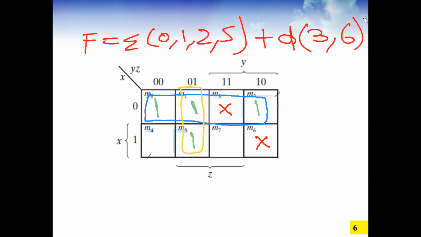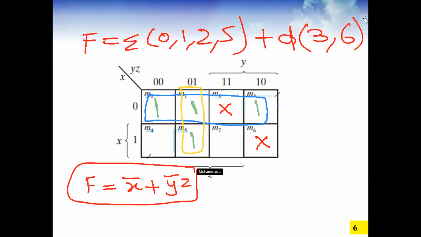Now, one don't care condition is there, M6. As I told you, we are not going to care about these don't cares. If they are not helping me to make a larger group, leave them. We will not look at this one. That's it. Now you can write your final function like that. For blue color, X complement only, and nothing common column-wise. For the yellow color, nothing common row-wise, but column-wise we get Y complement Z. This is my final output. Clear, girls? So this is a solution using don't care conditions.